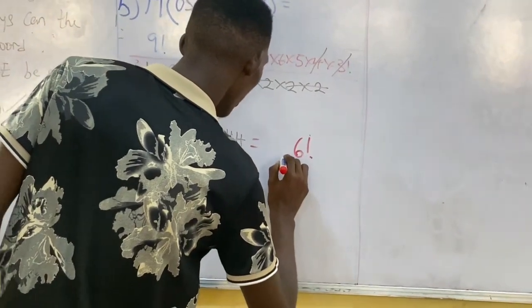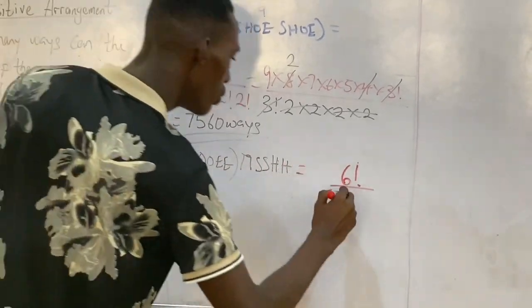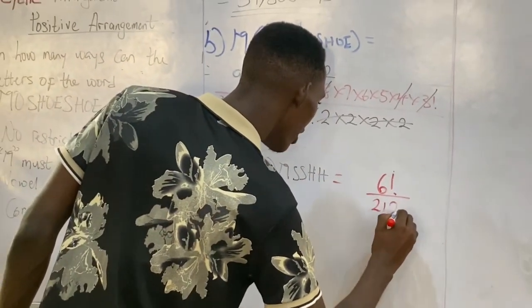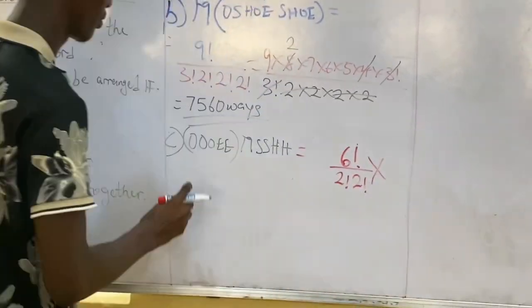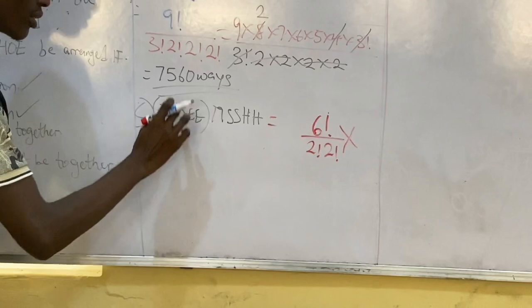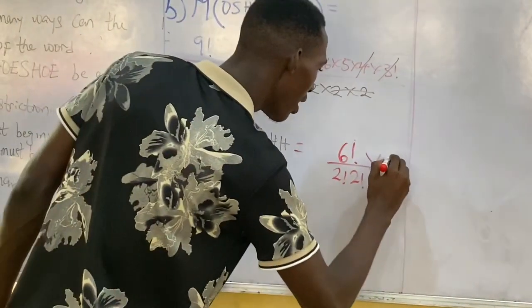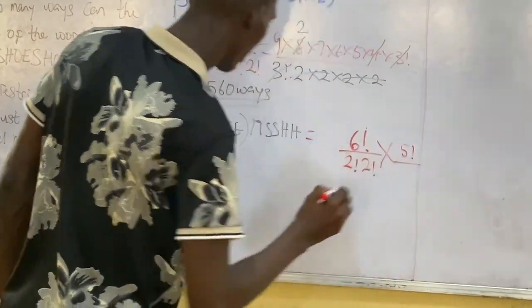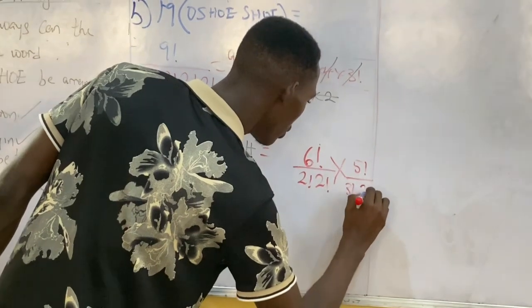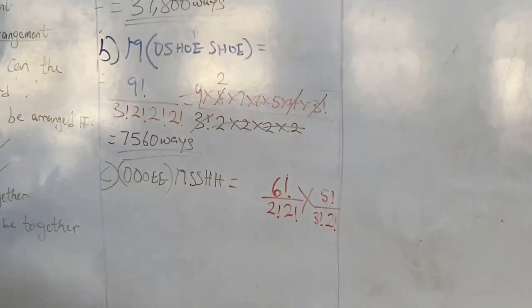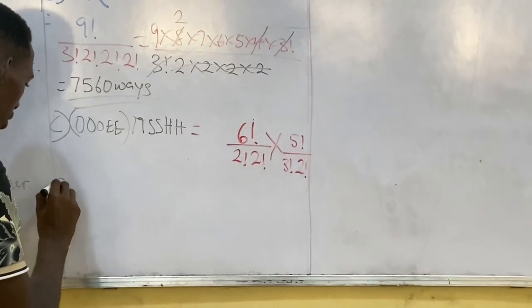factorial over how many repetitions? 2 and 2 repetition. But that's not all. Then you multiply it by this. The factorial of this is how many? 1 2 3 4 5. This is 5 factorial over 3 and 2 repetition. 3 factorial, 2 factorial. That is how you solve a question like this. So now that will be equal to what?